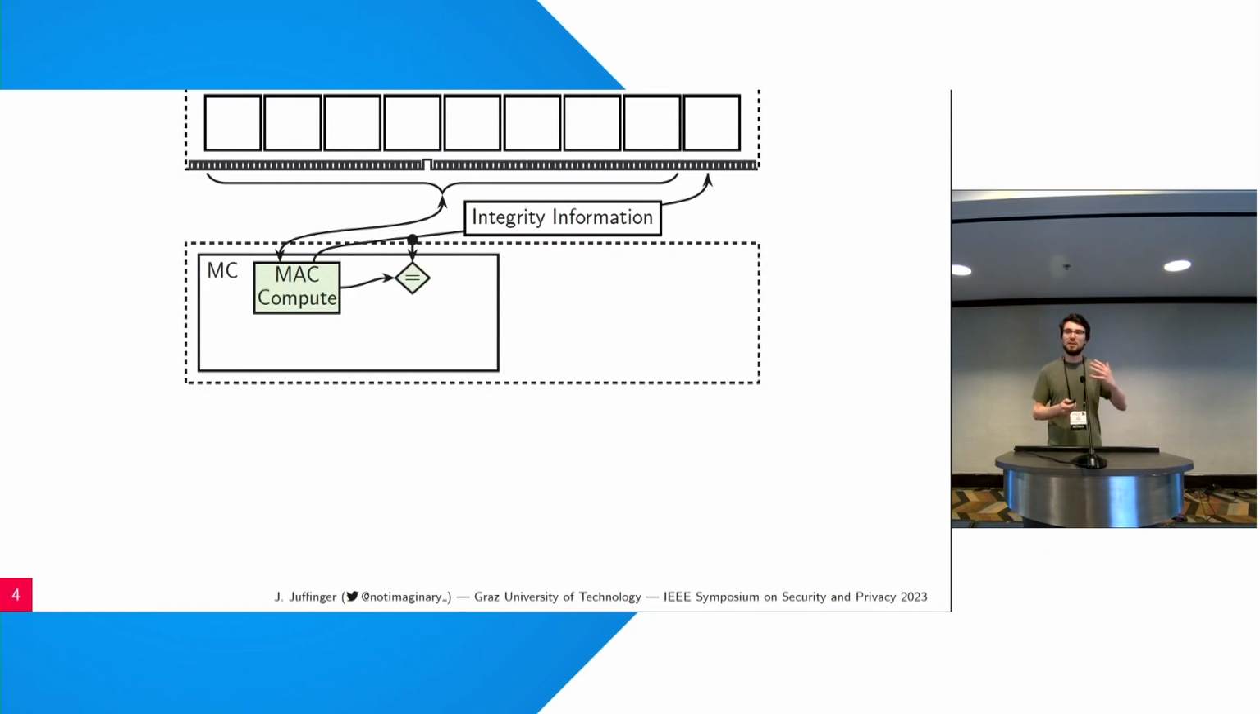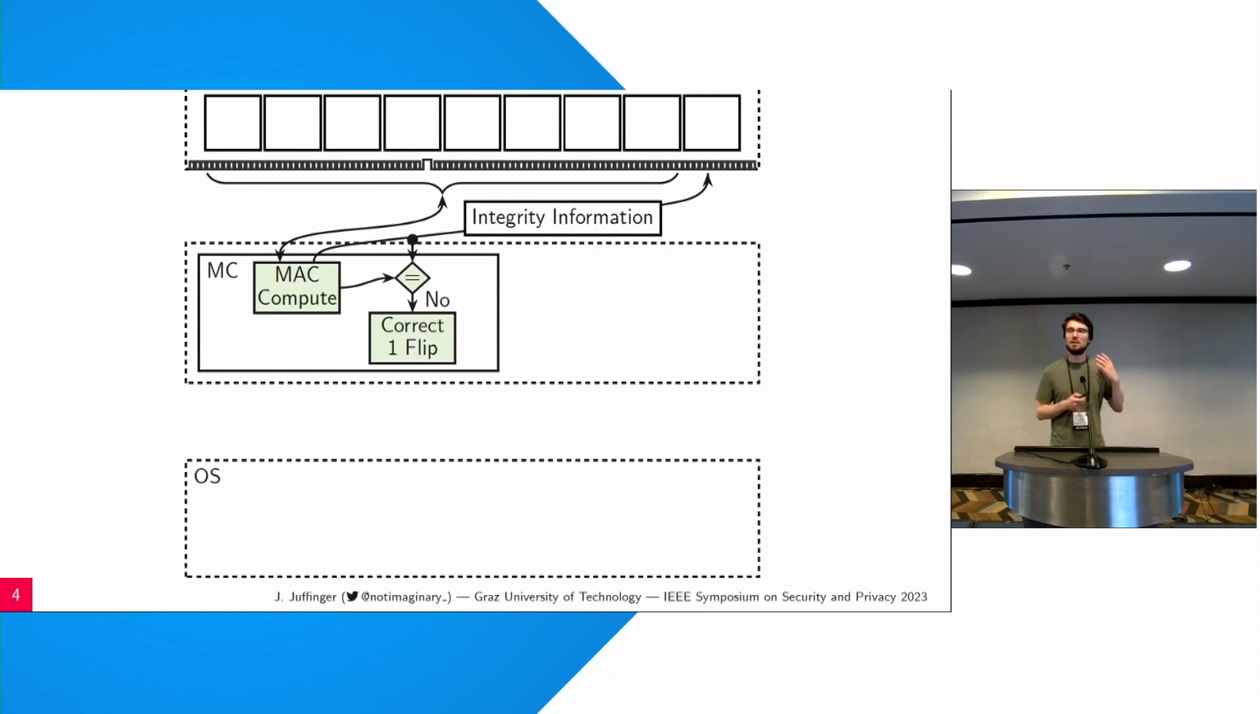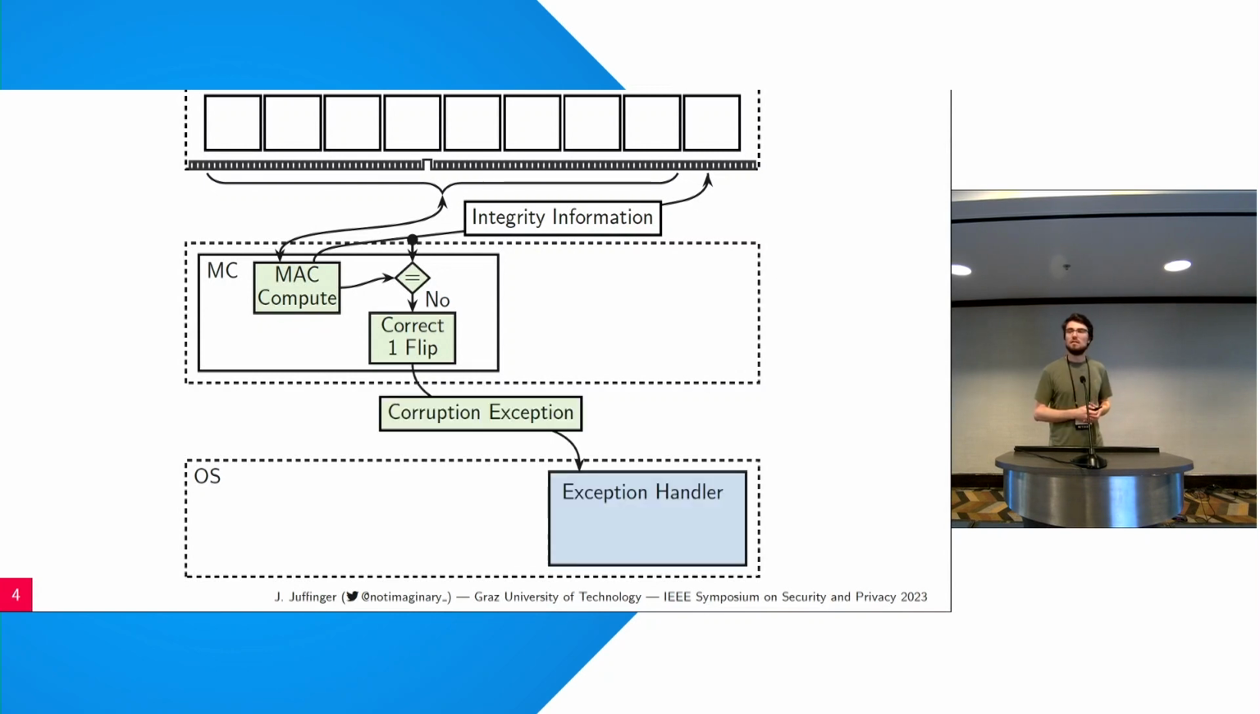And then on each read, we compute the MAC of the data again, compare it with the stored MAC, and we know if the data changed or not. If the MAC is not equal, we can correct a single bit flip in hardware, and if there are more bit flips, we delegate the correction to the operating system through a new exception. The operating system has an exception handler, and in there it can do two things. First, it can do a correction as a search, which is a simple brute force search, which sounds bad now, but is actually quite performant.